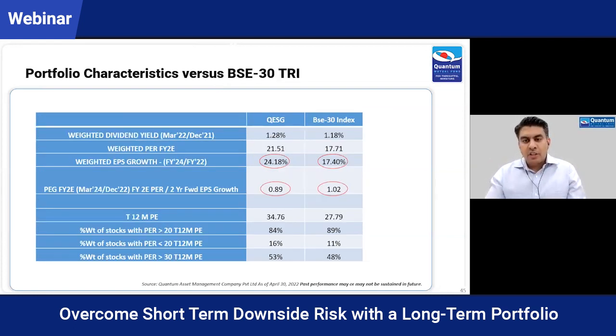Portfolio characteristics: unlike a value fund, which is available at a discount, this depicts more growth characteristics. So on a trailing 12-month basis, the PE stands at close to 35 times versus 28 times for the BSE 30 index. So it's expensive on a trailing 12-month basis.